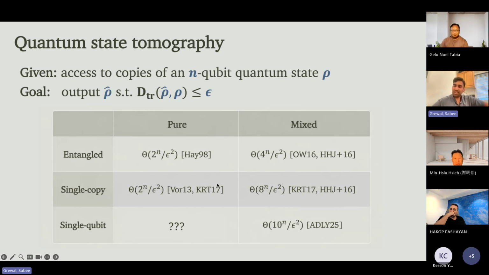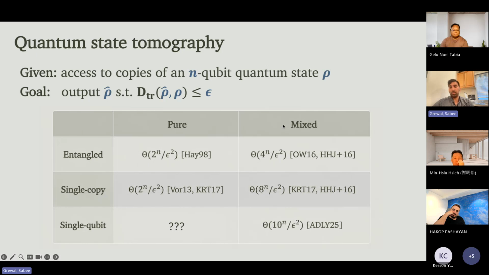And then there's an even further restriction we can make, and that's to single qubit measurements. These are measurements that are not even allowed to create entanglement across qubits within a single copy. So this is a very restrictive form of measurement. If you restrict to this type of measurement, the copy complexity cost increases to 10 to the n.